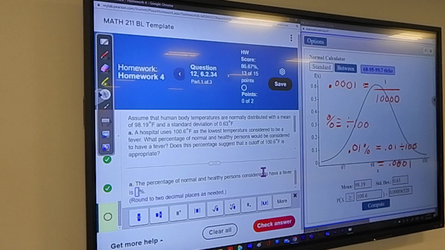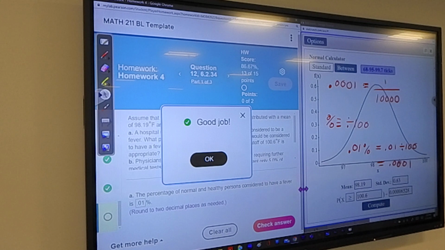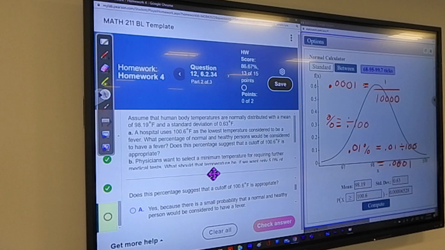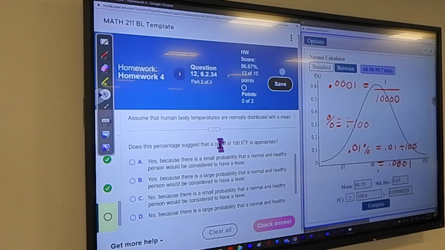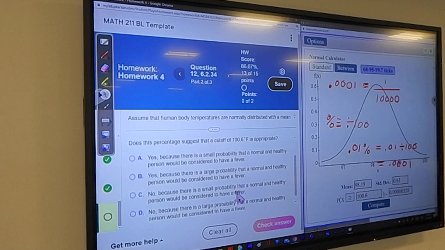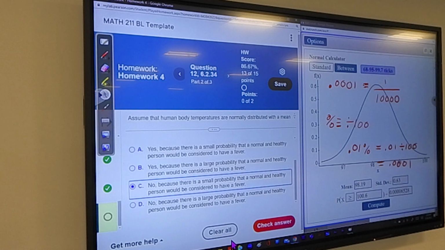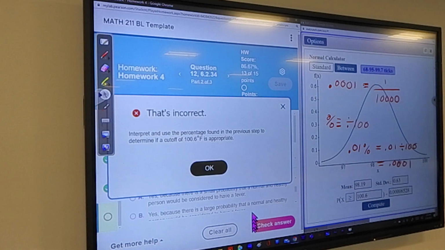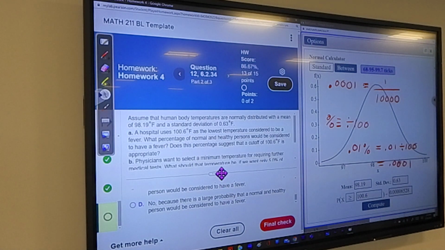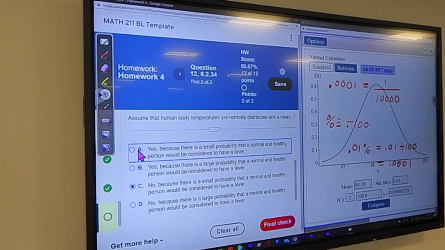So it's 0.1%. Hardly anyone. Well then, is the cutoff appropriate? Is a bunch of riffraff getting through? Are we catering to a bunch of hypochondriacs? No, we are not. There is a small probability that a normal and healthy person is going to have 100.6 on the thermometer. Is it appropriate? It's yes, only a small percentage. Oh, sorry, I clicked the wrong one. I wasn't paying attention. You're right.